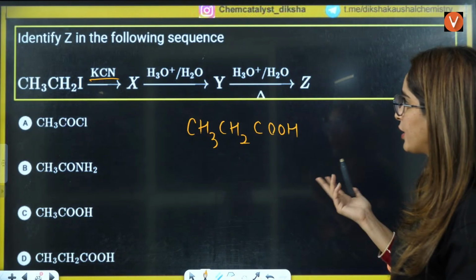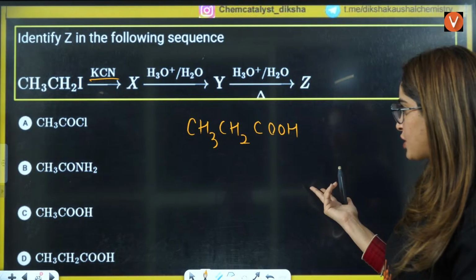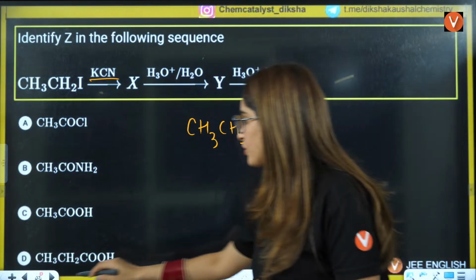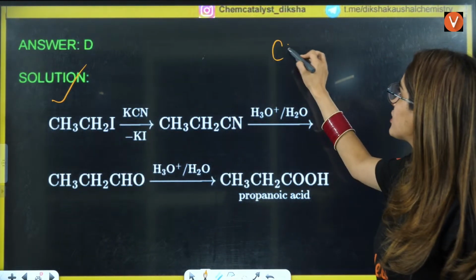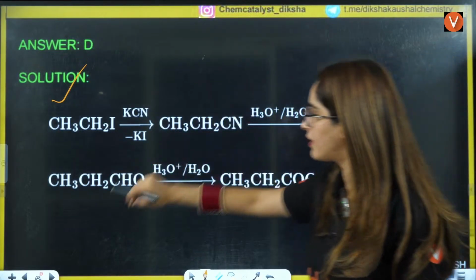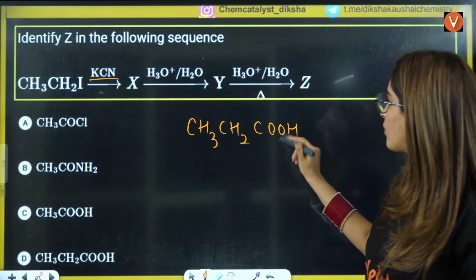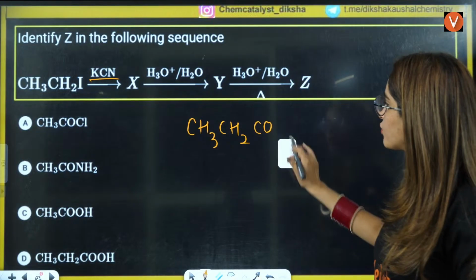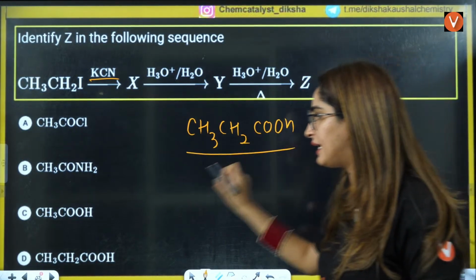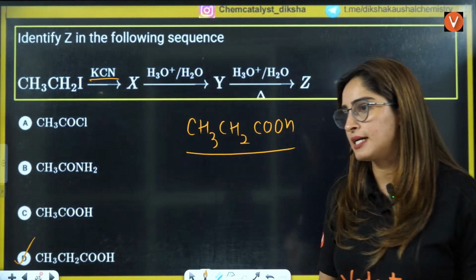Once it is converted to amide, then it is converted to COOH with double hydrolysis, so it will be D, right? Because first, C triple bond N is converted to CONH2. Then it is converted to COOH, so D is the correct answer here.